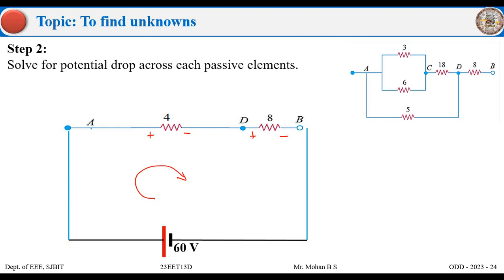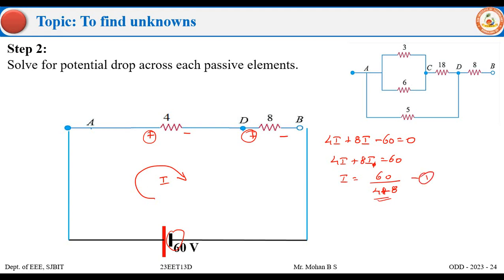Now, when I apply KVL, how do I apply it? If I assume the current as I, I write 4 into I plus 8 into I. I'm seeing first positive here, and here also first positive, and as the current after traveling through 8 ohms hits minus 60, I write minus 60 is equal to 0. This method is called the passive sign convention. If I simplify, I have 4I plus 8I is equal to 60, or I can simply say I is equal to 60 divided by 4 plus 8. I can add this 4 and 8, but let me retain it as it is. I'll call this equation 1.